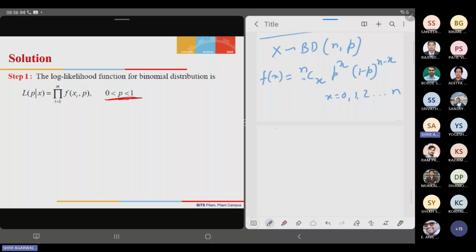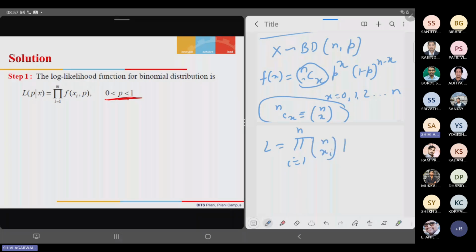So we are just taking here the likelihood function L, that is the product of i is equal to 1 to m, nCxi p to the power xi, 1 minus p to the power n minus xi. Correct? Here we have to write the nCxi, but there is no need to remember it, just find out nCxi. Okay, so this we have done in the slides also.